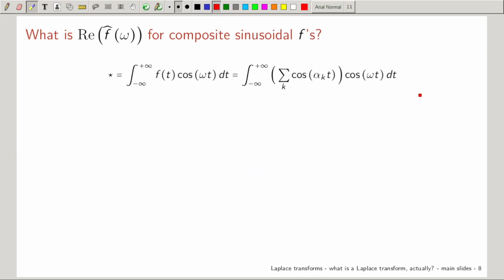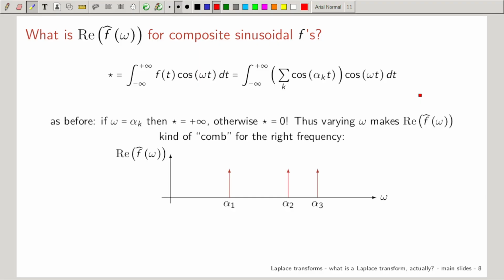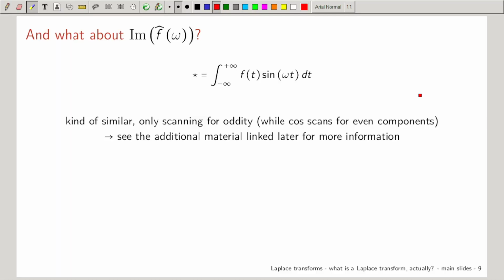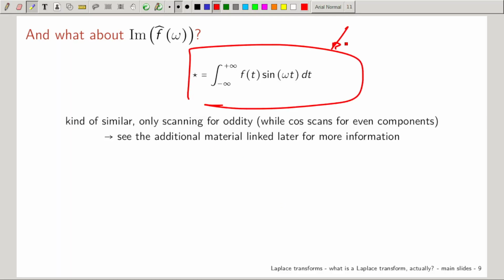The same stuff. Okay, this one is the stuff that I wanted to say. And this stuff here is similar, only that we are kind of doing a matching with another signal. So it is a sine.